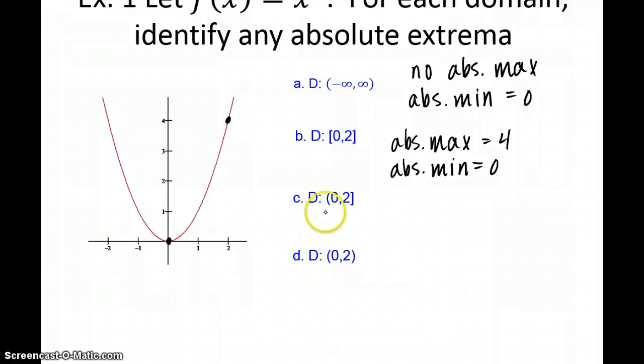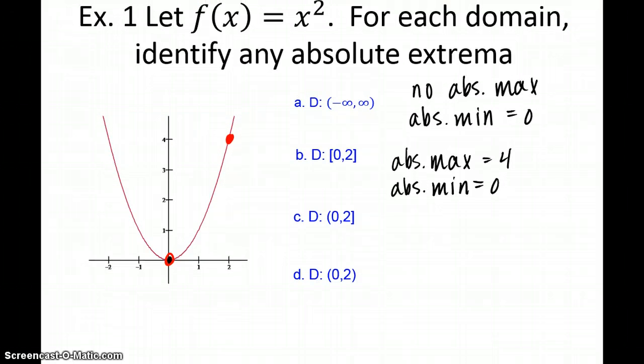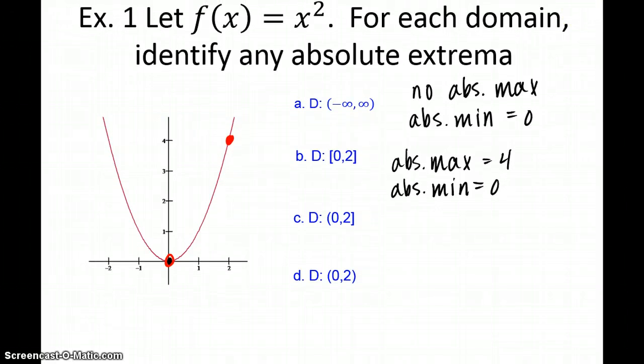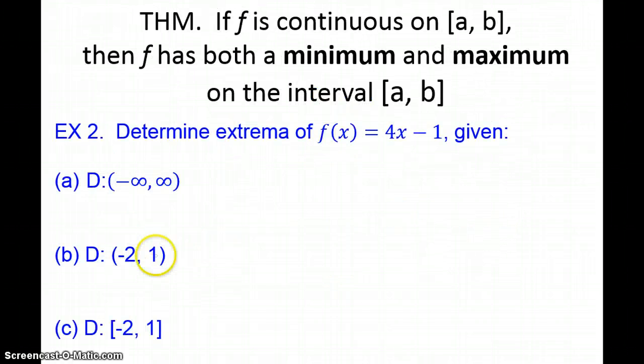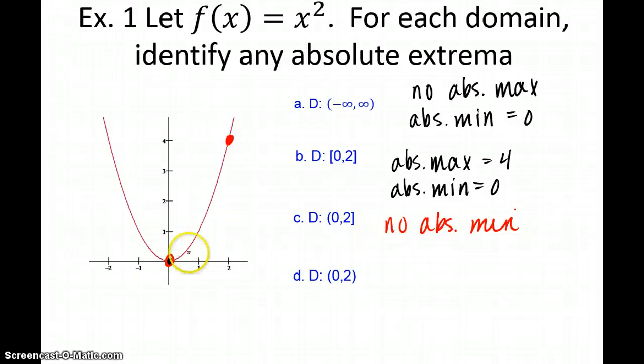Okay, now if we look, 0 is open and we're closed at 2. Alright, sorry, this keeps changing. Then we would have no absolute min because the y value doesn't exist at 0 because it's an open circle, and we would have an absolute max again at 4.